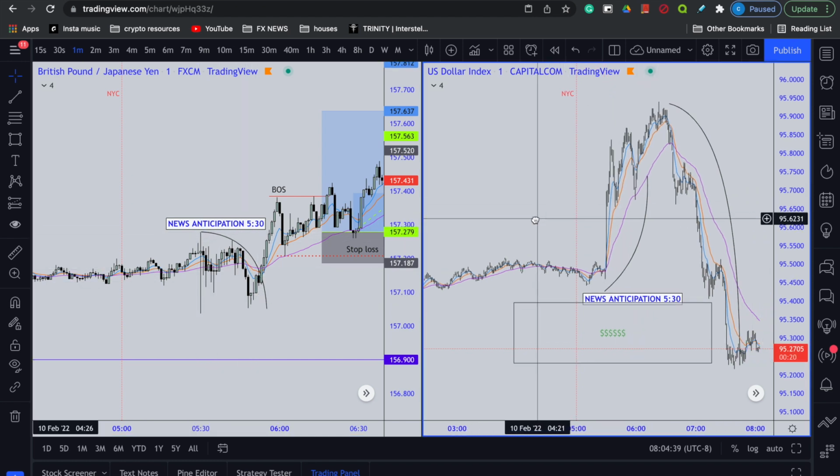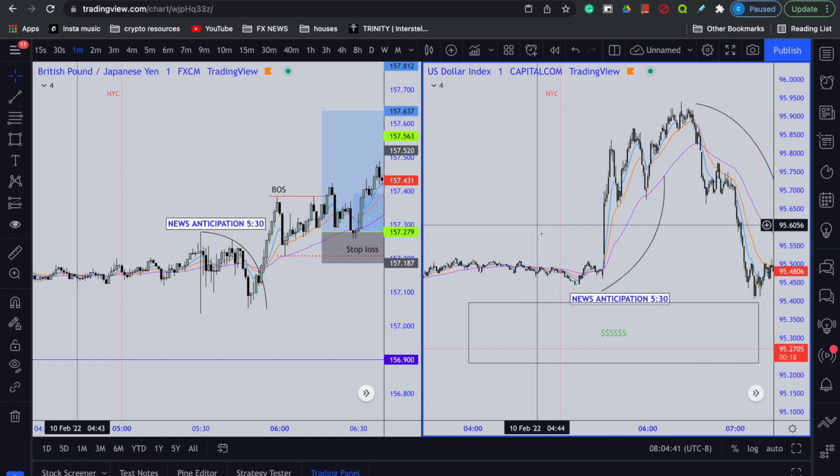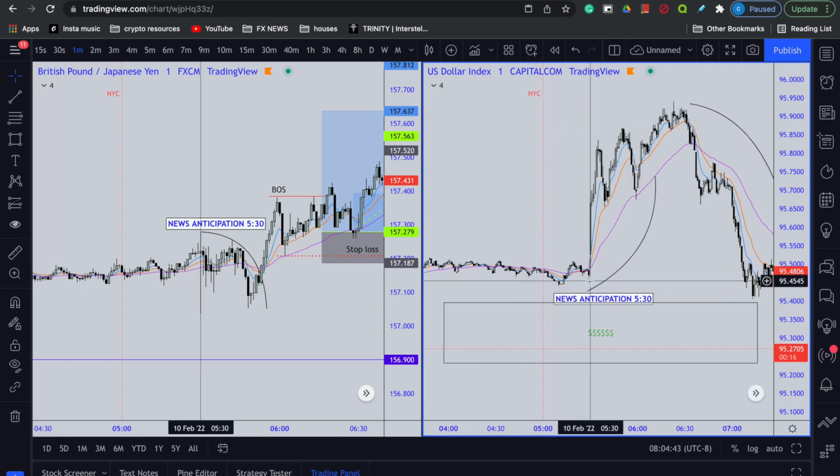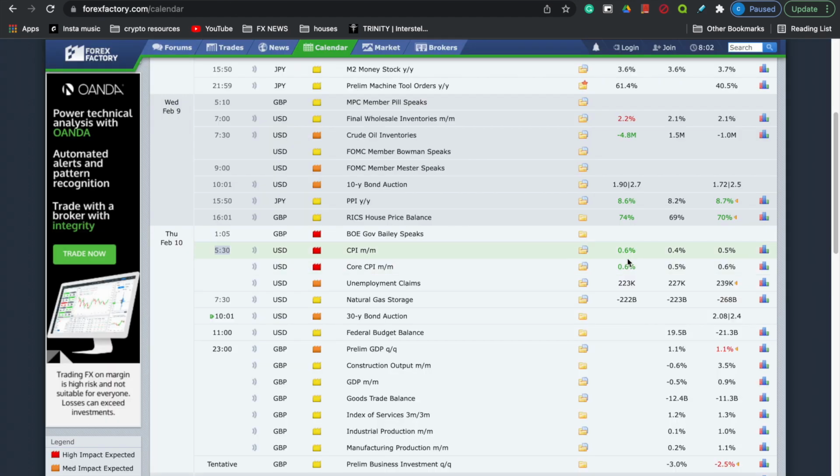Now if we look at the correlation over here to the right hand side, what can we see? Same thing. Down at the bottom of my charts vertically we see 5:30 a.m. and we see that news came out positively, or at least it looked positive for the United States dollar.